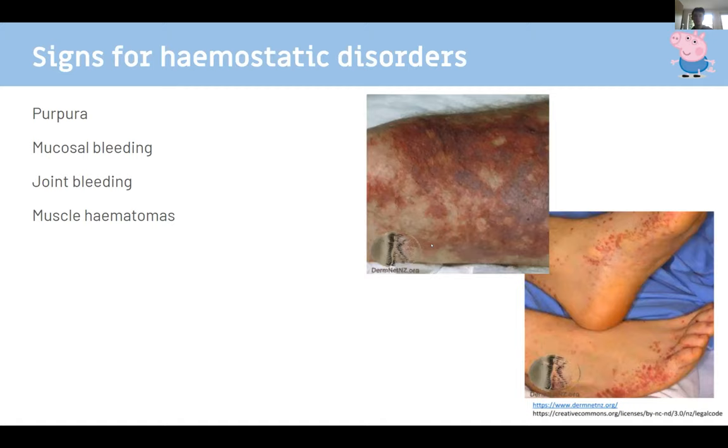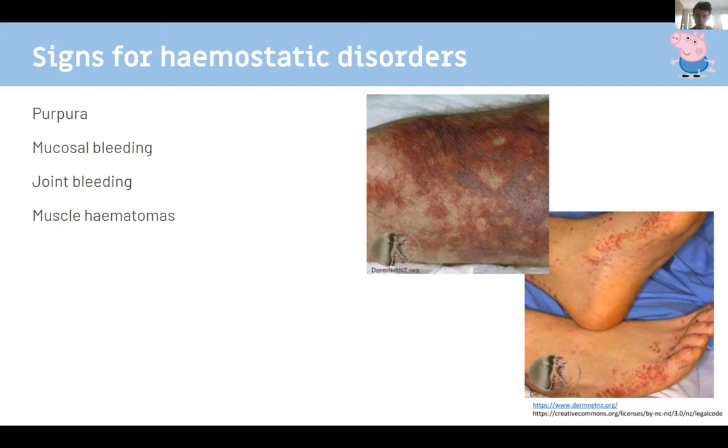Signs of haemostatic disorders. Can someone tell me, what is this image? Take a guess. Any ideas? Does it look like a muscle hematoma? Does it look like a joint? Does it look like mucosal bleeding? Remember, where are mucosa? They're like the mouth. So this is purpura. This is what purpura looks like.